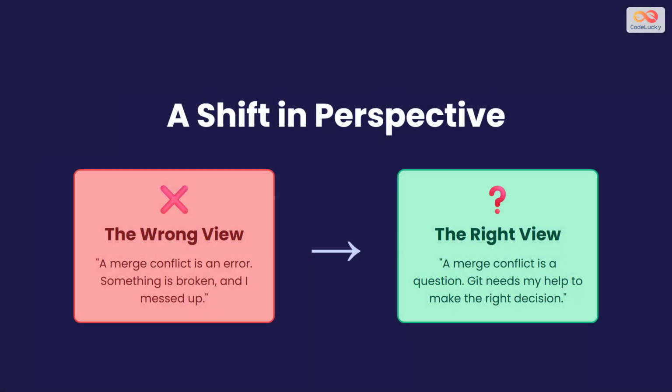It's crucial to have the right mindset. Don't think of a merge conflict as an error or a failure. That's the wrong view. Instead, think of it as a question. It is Git's way of politely asking for clarification. Viewing it as a collaborative process rather than a problem makes it much less stressful.